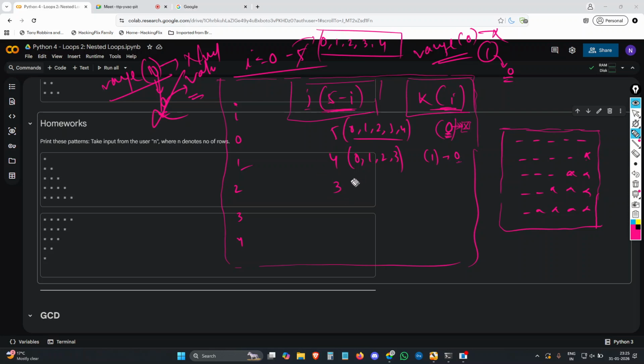Then for 3, 5 minus 2 is 3, right? So 0, 1 and 2. And here the range is what? Range itself is 2. What will it print? 0 and 1. For 0 and 1, I'll have 2 stars. Then it will become 2, 0 and 1. And this will become 3, 0, 1 and 2. So two spaces and 3 stars. And then this will become 1. This will have 0. This will become 4. It will have 0, 1, 2, and 3. So 4 stars. Got it now?